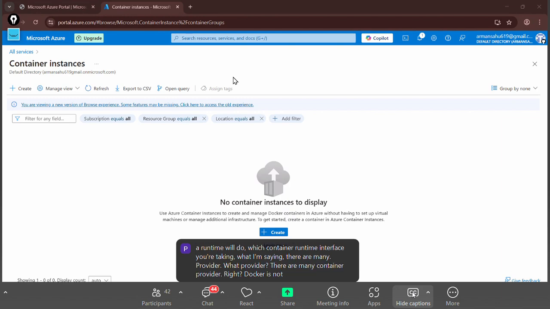Docker is not the only one. Cloud is not the only one, right? Or containerd, CRI-O. There are many, rkt, right? So what are these? These are container runtime interfaces, right? Which runtime interface you are taking, Binay? That will decide your provider. Suppose you are taking Docker, suppose you are taking rkt, you are taking CRI-O, that will be your container runtime. What is your engine? The engine will provide the interface for your application to run, right?